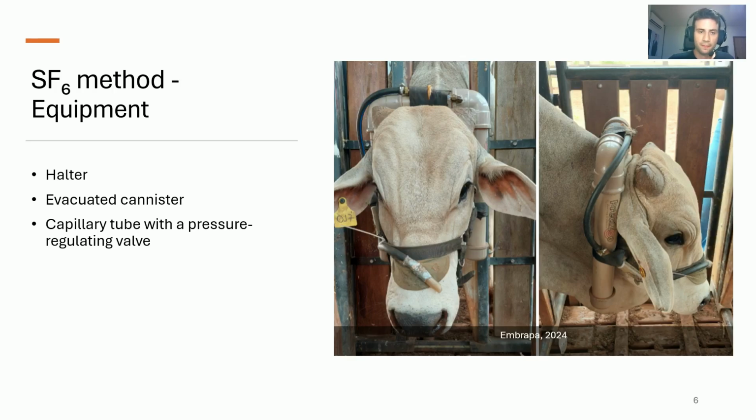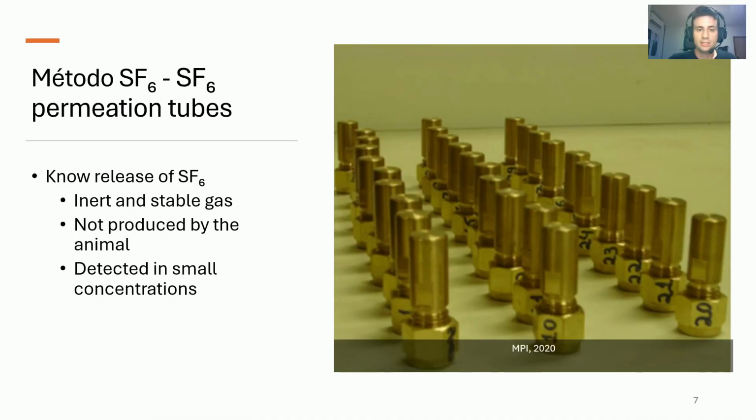If we observe carefully, we can conclude that this equipment alone is not capable of collecting all the methane emitted by the animal. Most of the emitted gas escapes into the environment. This is where SF₆ permeation tubes come in. They are administered by esophageal probe before the beginning of the collection period.